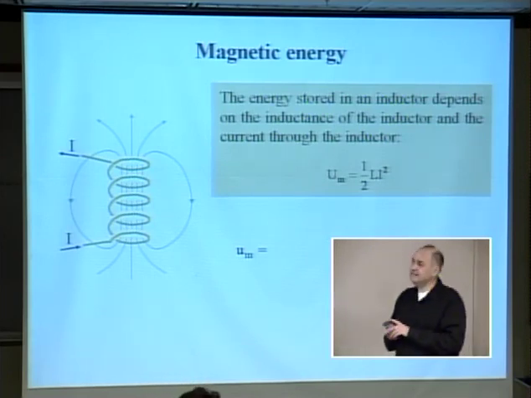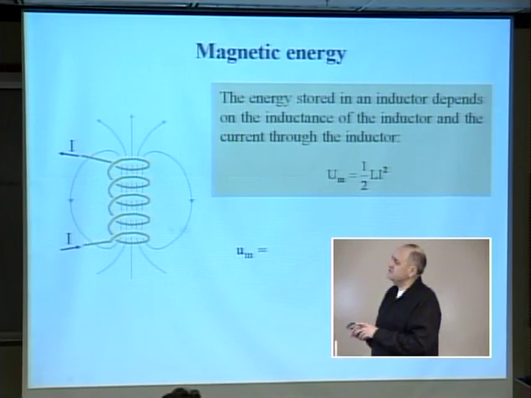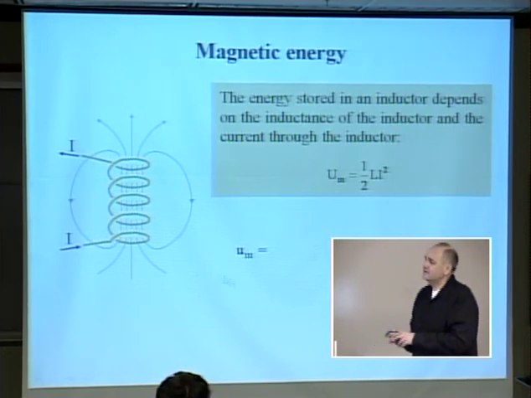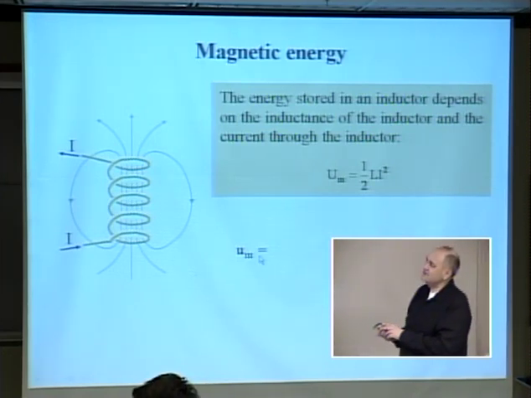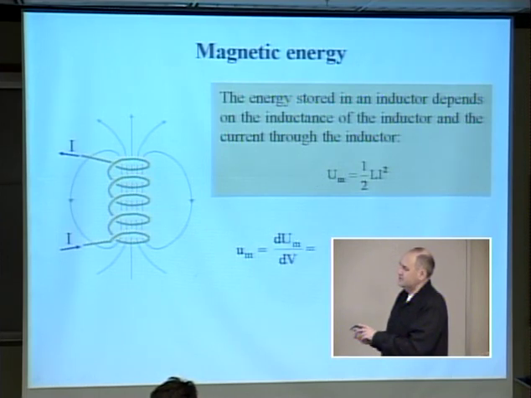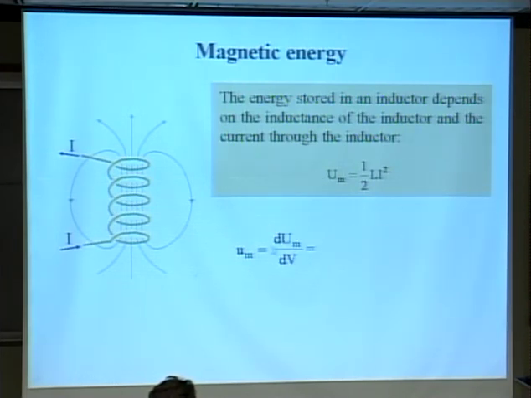Well, I would like to express it rather than in terms of current. I would like to relate it to the magnetic field strength. And also I'm more interested in the energy density rather than the energy in the entire coil. So what I have to do is divide this energy by the volume. And this is from the definition of energy density.